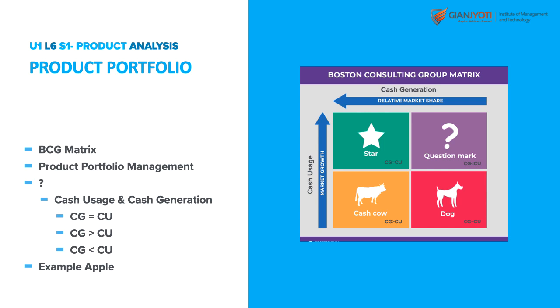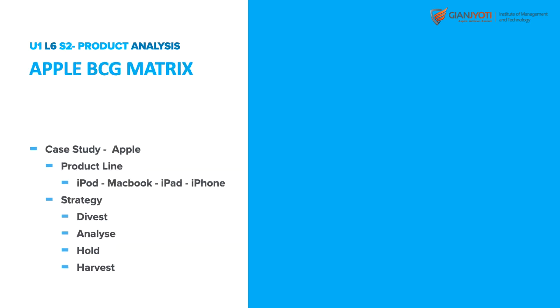But whereas in star, you are increasing your cash usage, you are putting more and more money because the market is growing, and as a result you are generating the same amount of cash. So you are generating the cash, right, as well as you are using it. But it is increasing, so your cash generation is increasing, so it is on an increase.